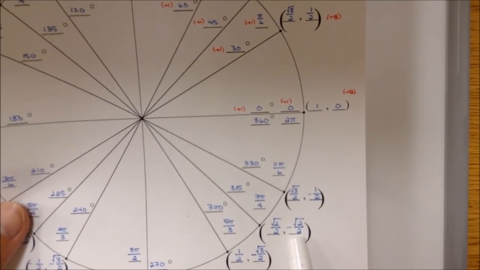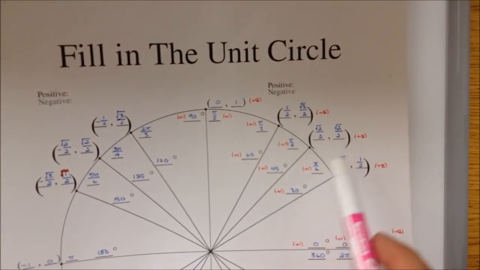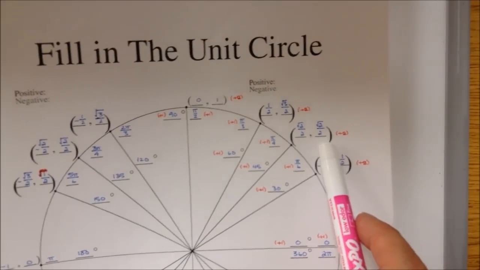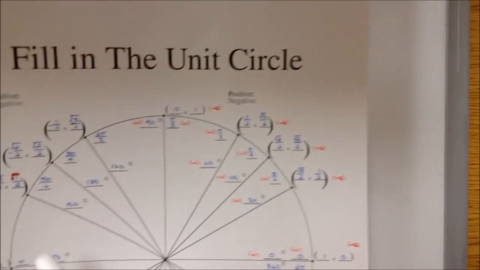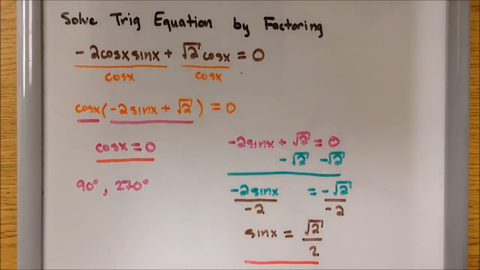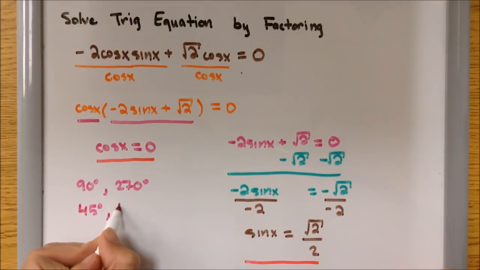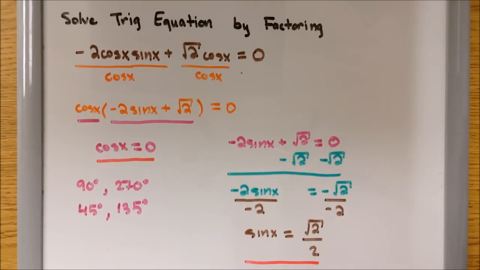As you can see right there, it's negative. As you are checking with your unit circle, I'm looking for where the right part is a positive square root of 2 over 2, and there's one at 45 degrees, and then there's one at 135 degrees. So I'm going to put 45 degrees right here and 135 degrees. So that will be your final answer in degrees.